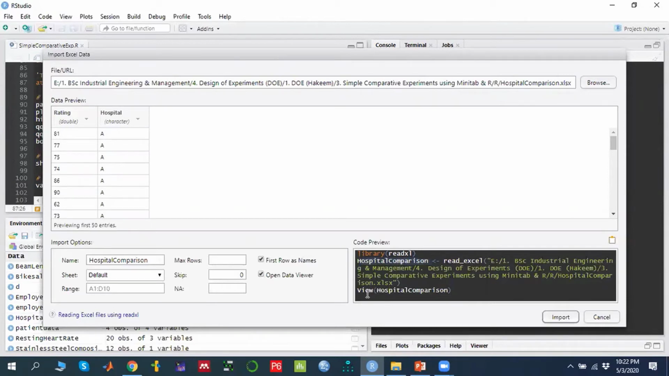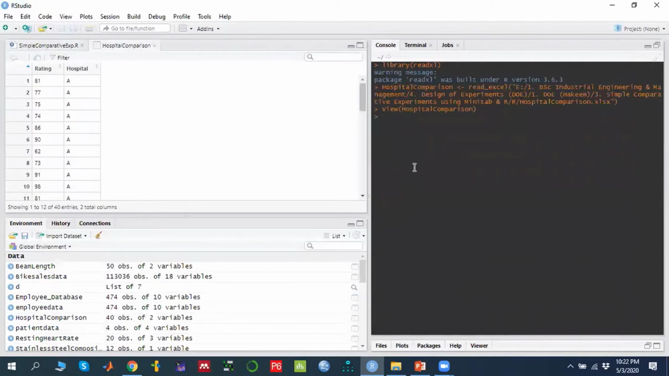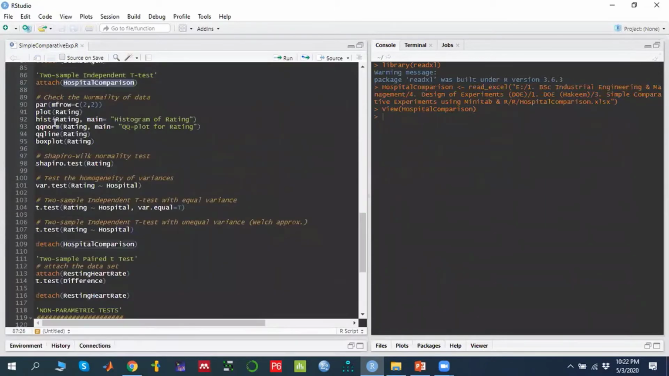We are also saying view this data set, so we want to view it as well. If I click import, now we can view the data set that we have imported. The first thing we need to do, once we import that, is attach this data set because we want to use it.